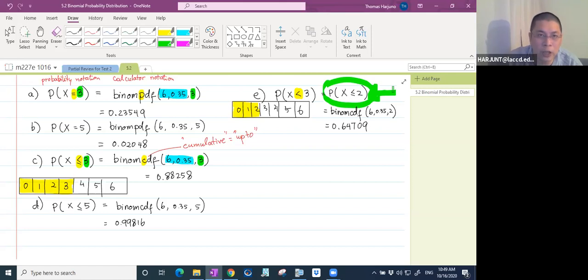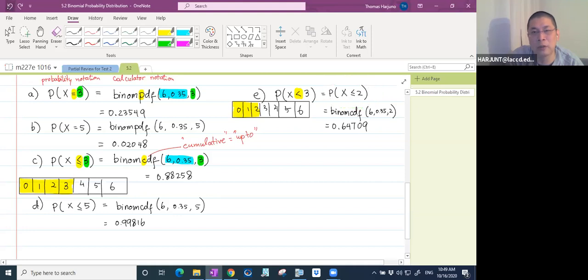So if you value my advice, rewrite the probability notation. Okay? For the less than or equal case, you can just apply the calculator right away. But for the less than case, you need to do adjustment first.